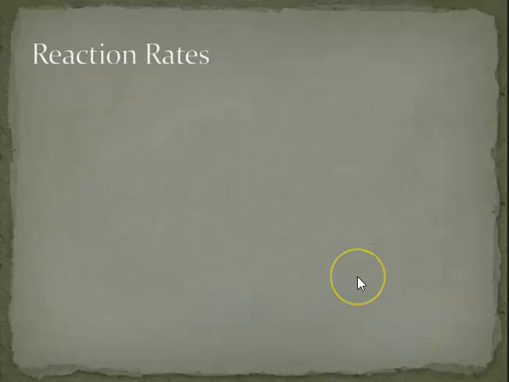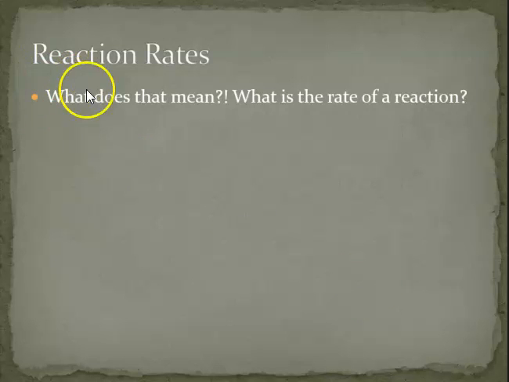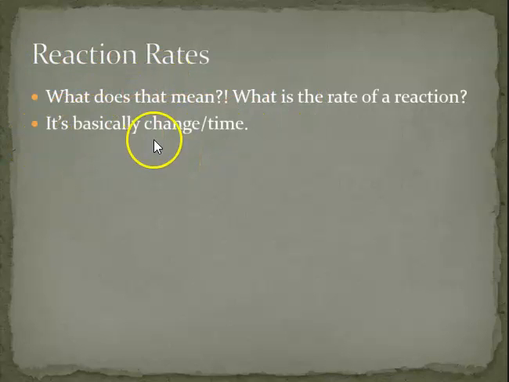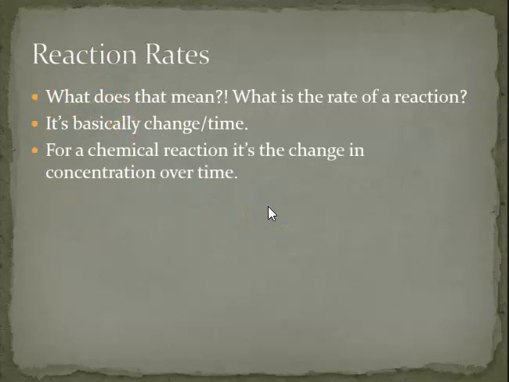Reaction rates. All right, what in the world is a reaction rate? Like, what does that mean? The rate of a reaction. Like, think about it. Well, it's a rate. Rates are basically just a change over time. So when we're talking about velocity, it's your change in position over time. The acceleration, that'd be the change in the velocity over time. So when we're doing a reaction rate, what are we measuring the change of? We're going to look at the change of concentration. So the change in concentration over time.